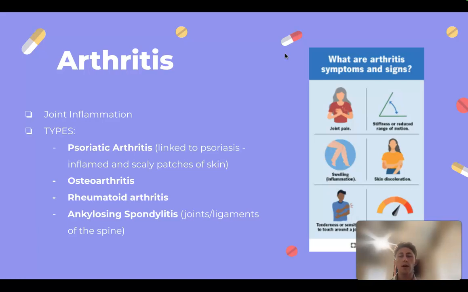You also see psoriatic arthritis quite a bit. Sometimes you see commercials for medications for psoriatic arthritis or psoriasis. Psoriatic arthritis is a result of inflamed and scaly patches of skin, and then obviously rheumatoid arthritis, which we'll discuss in a little bit here.